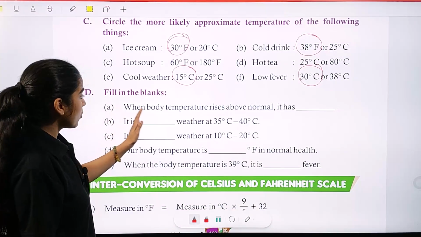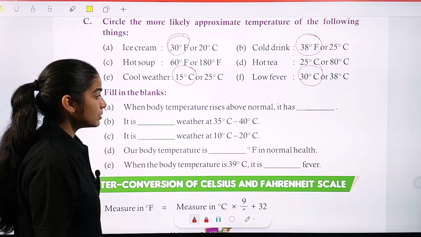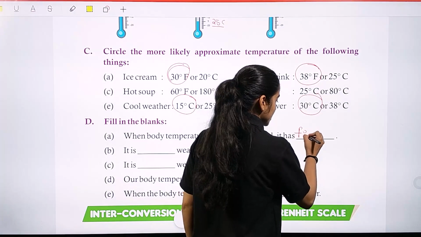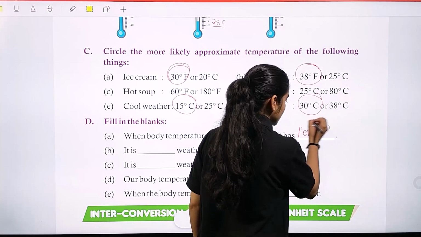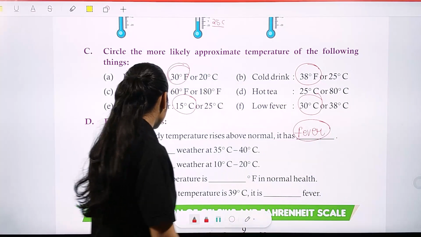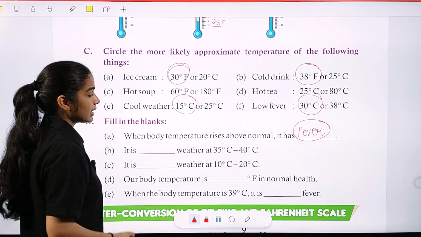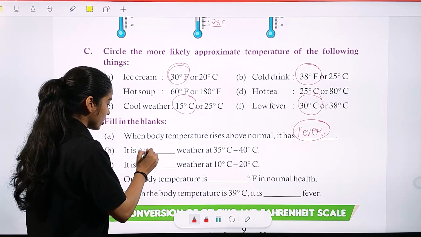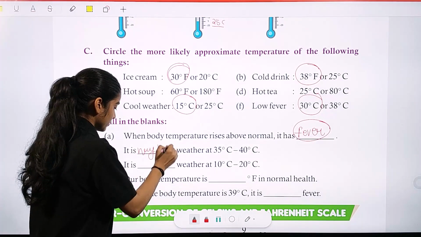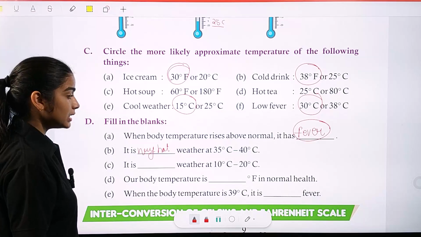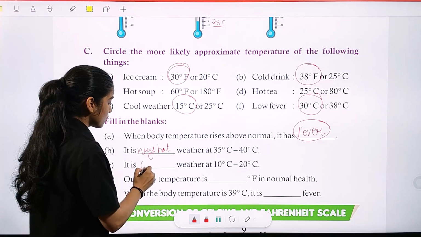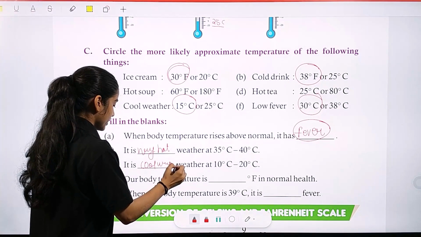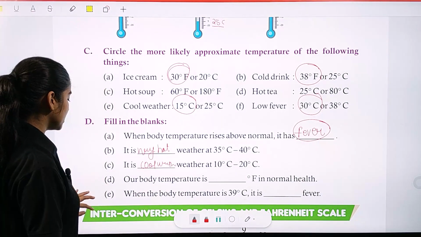Now filling the blanks. When body temperature rises above normal, it has fever. अगर हमारा बॉडी टेम्परेचर से हमारा जो टेम्परेचर है वो राइज कर जाएगा तो उस सिचुएशन को क्या कहेंगे? उससे कहेंगे फीवर. It is dash weather at 35 degrees Celsius to 40 degrees Celsius. Very hot. It is dash weather at 10 degrees Celsius to 20 degrees Celsius. This is your cool weather. In same way, you have to write the answer for D and E.